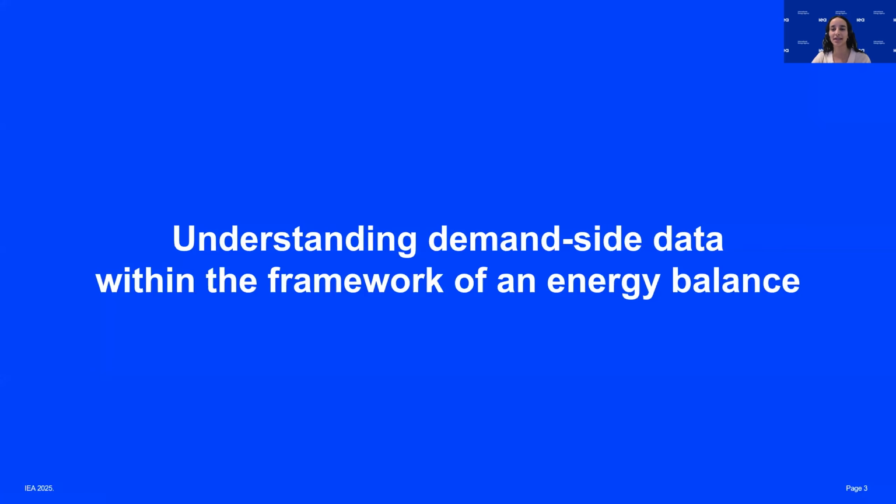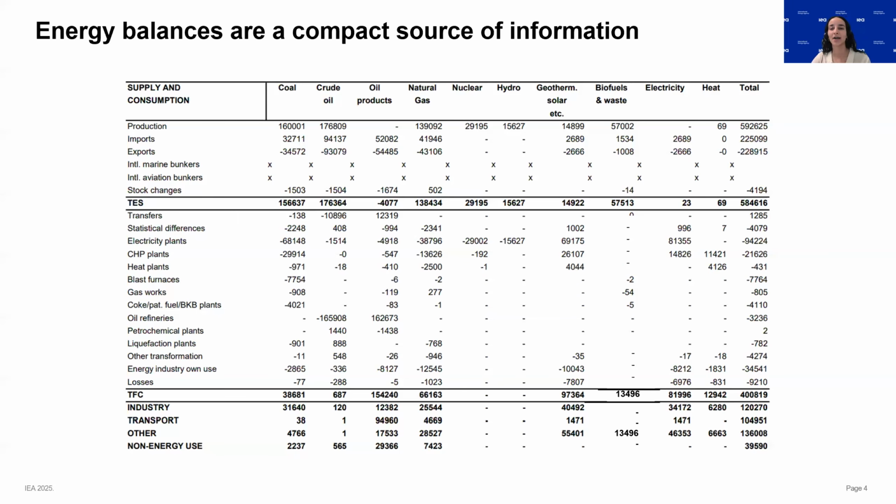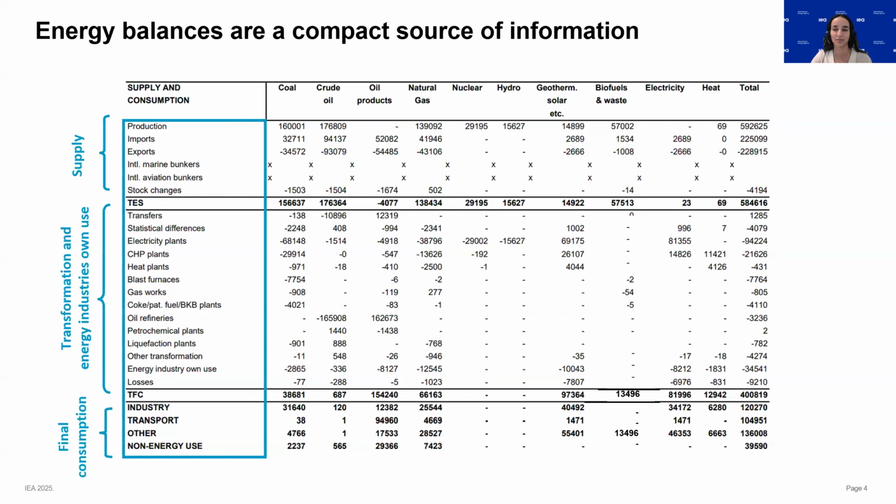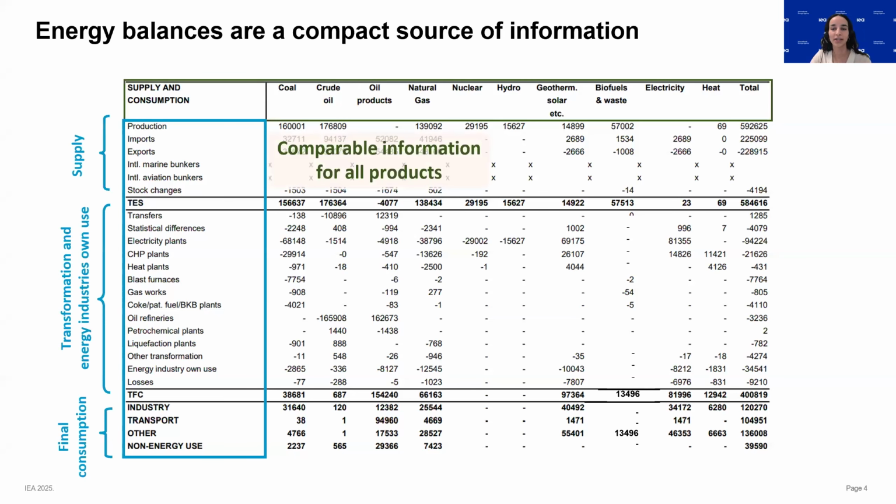Let's start with the understanding of demand data within the framework of an energy balance. As you may know, a country's detailed consumption data can be presented in an energy balance, a matrix that displays flows and products and that is divided into three sections: supply, transformation, and final consumption. In the columns, we have the sources of energy, and in the rows, we have the origins and uses. Only in an energy balance can you compare products since they are all reported within the same energy unit, and this format allows the easy comparison of the contribution each fuel makes to the economy and the relationships through the conversion of one fuel into another.